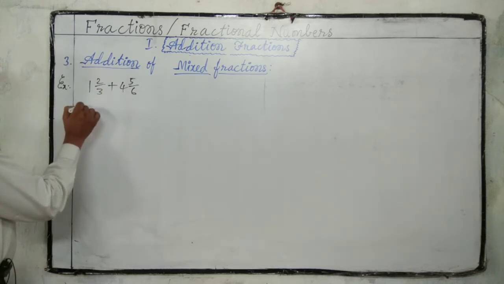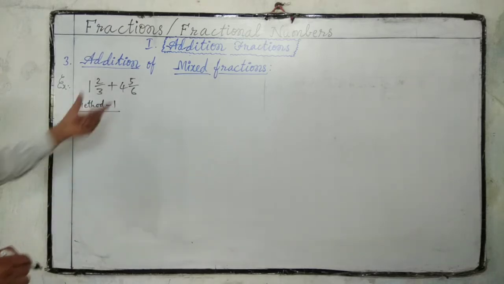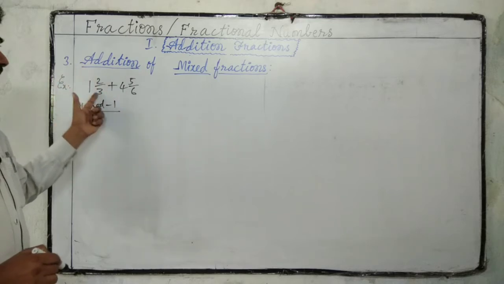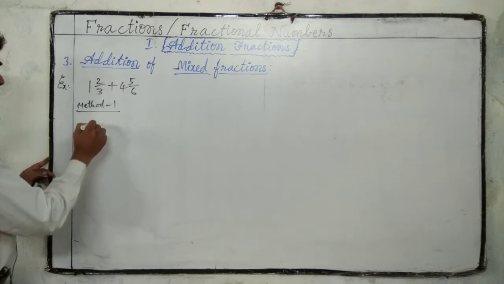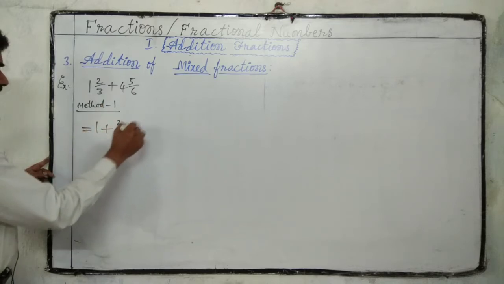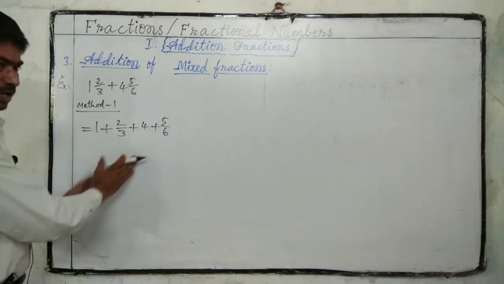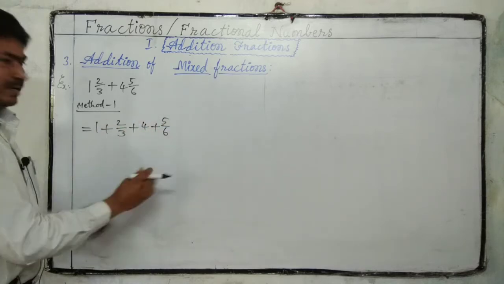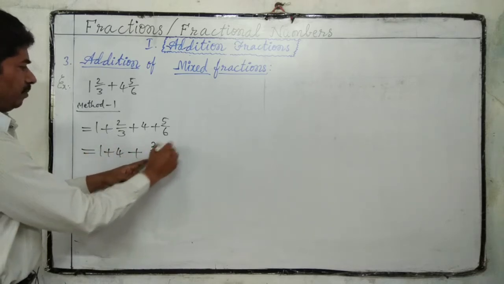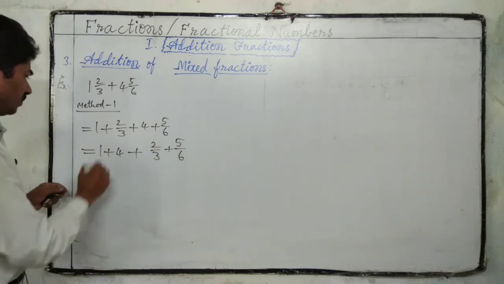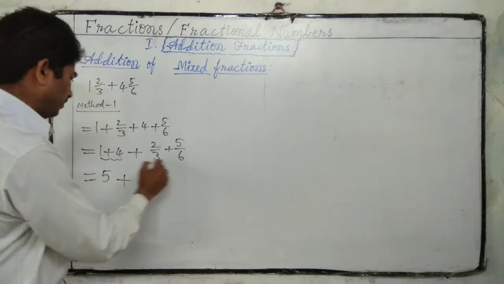In method 1, we have to separate the whole numbers and fractions. 1 plus 2 by 3 plus 4 plus 5 by 6. Now we have to add these whole numbers and fractions separately. 1 plus 4 plus 2 by 3 plus 5 by 6. 1 plus 4, 5. Now we are taking the LCM of these numbers.